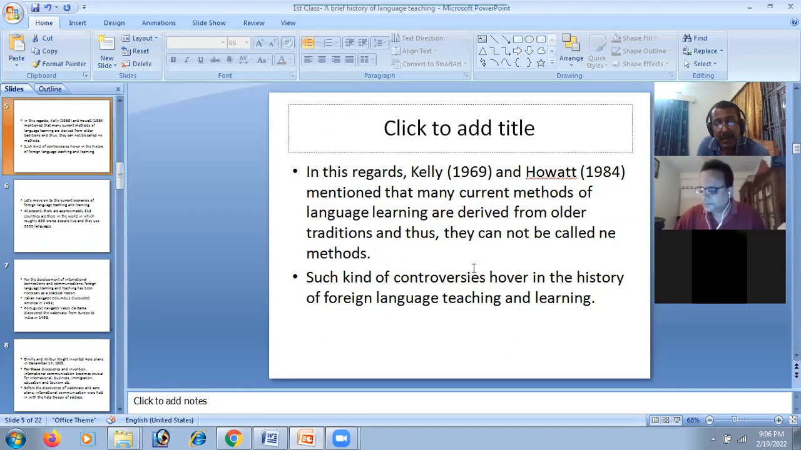And for such kinds of controversies over the centuries, in the history of foreign language learning and teaching, we see several controversies. And such controversies, as I have said earlier, have come from the learner's point of view, from the critic's point of view, from the scholar's point of view, from the linguist's point of view.